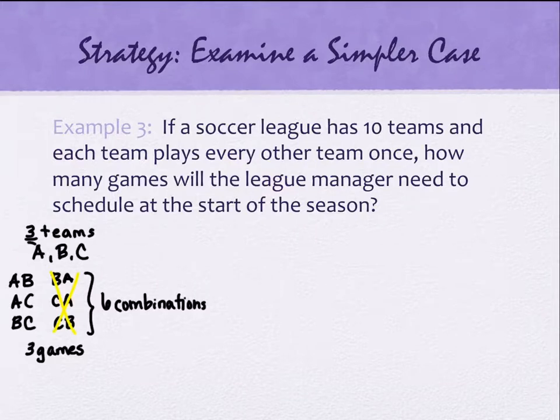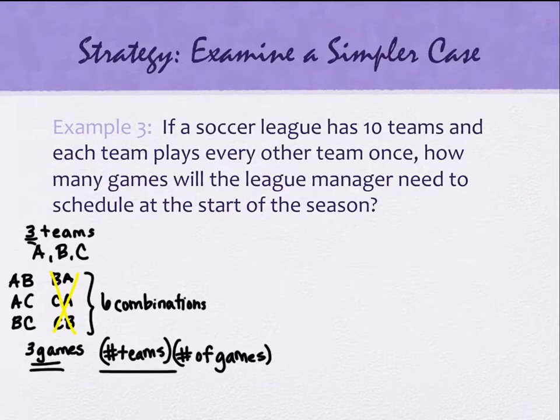So what we really have going on here is our number of teams, that was 3, times their number of games, and then what did we have to do to get the 3? Divide by 2, because I double count every single one of them when I do that. And the same thing will happen whether I have 2 teams, or 4 teams, or 10 teams. So we can use that model.